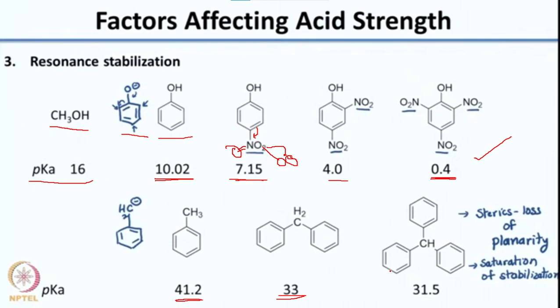Now talking about the third case, when we add one more aromatic ring, we again observe the pK value lowering, but the difference is not that high. Why is that the case? Because here steric hindrance takes place. So because of the loss of planarity, that means the molecule should be planar for resonance. All of you know that, right?